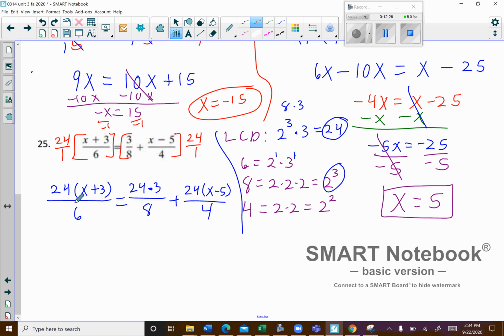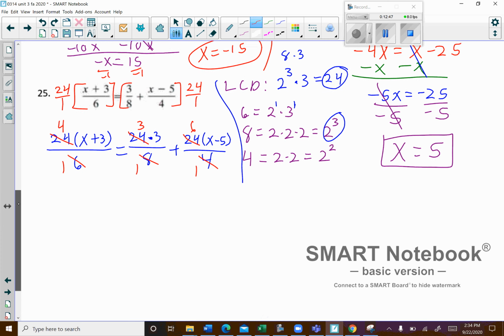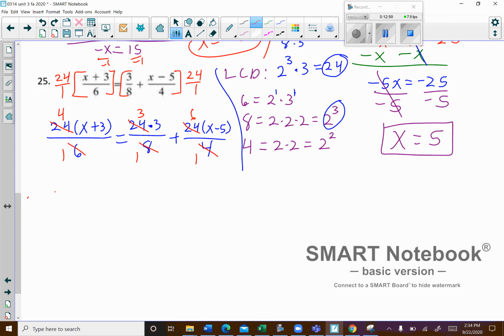Okay, so then what I'm going to do next is go ahead and reduce the denominators with those 24s. So the 6 reduces with 24 down to a 4. The 8 with the 24 down to a 3. And the 4 with 24 down to a 6. Okay, now just to keep everything clear, I'll go ahead and rewrite it before I distribute. If you're comfortable with distributing now, I'm fine with that, but I'm going to go ahead and rewrite this. So 4 times x plus 3 equals 3 times 3, then plus 6 times x minus 5.